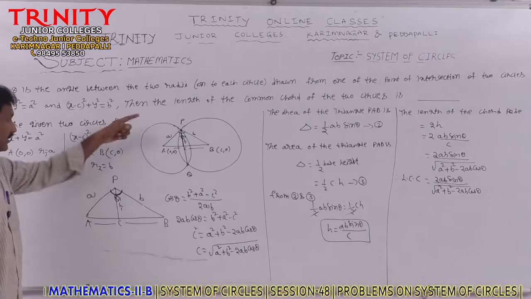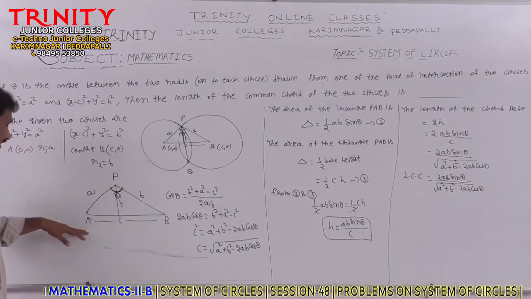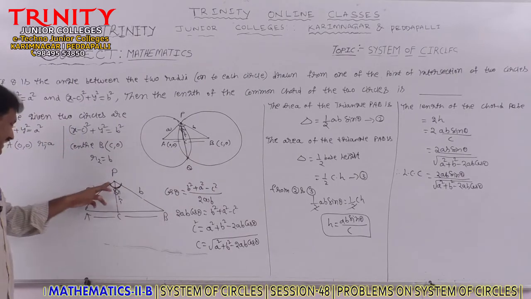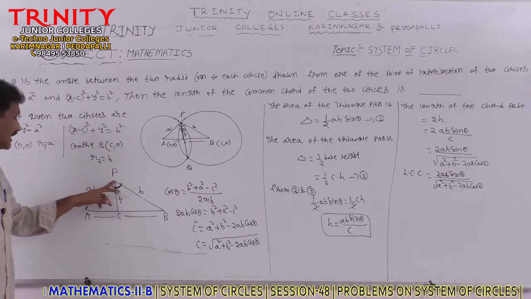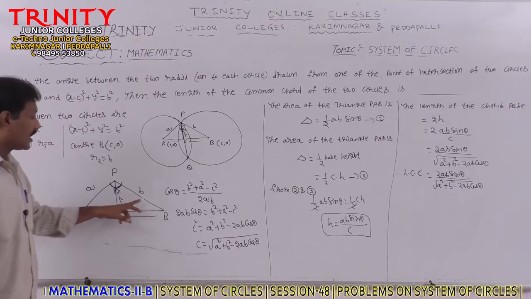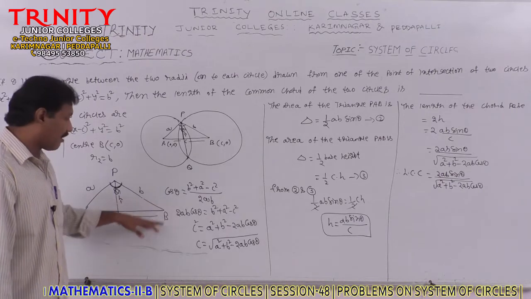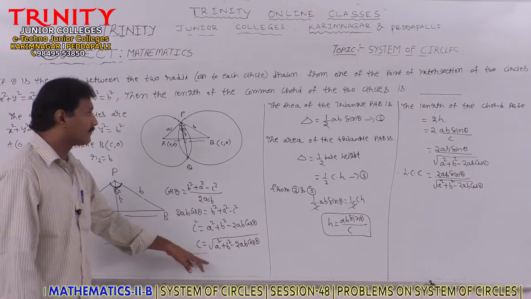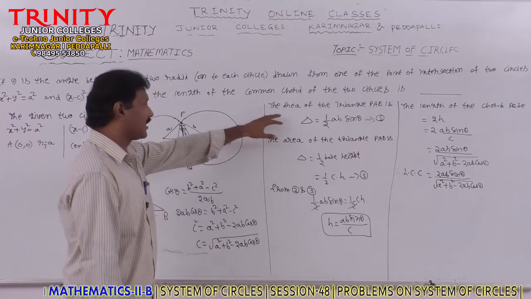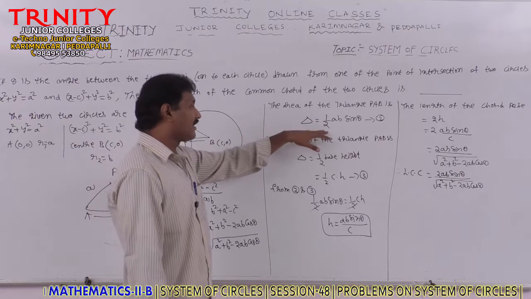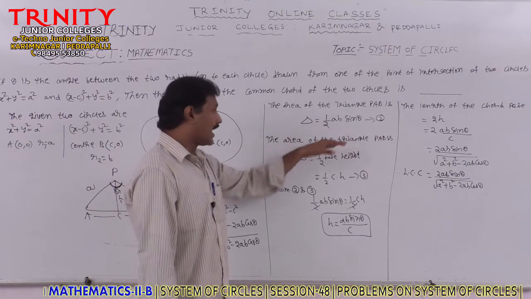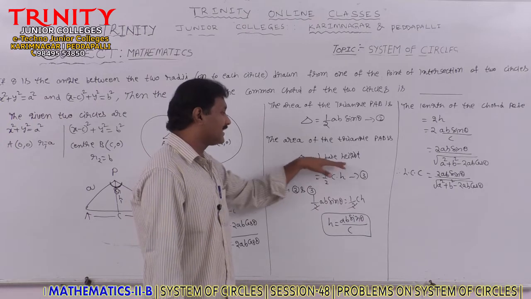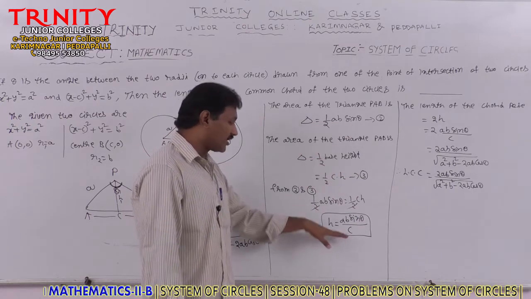We draw the diagram from the given information. Center A is the origin, center B is (C, 0). This length is C. This is the radius of the first circle A, and this is the radius of the second circle B. Applying the law of cosines, we got the value of C. Using the area formula, delta equals half AB sin theta, and the geometric property that the area is half base into height, comparing these two, we got the value of H.